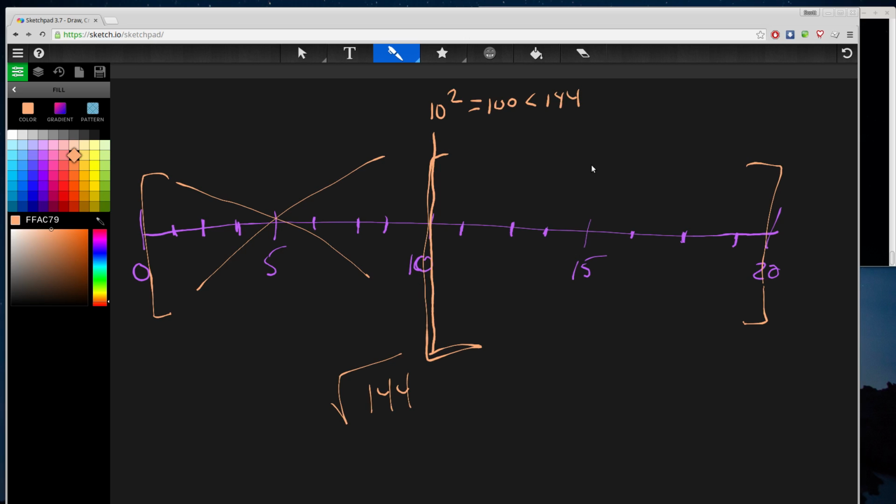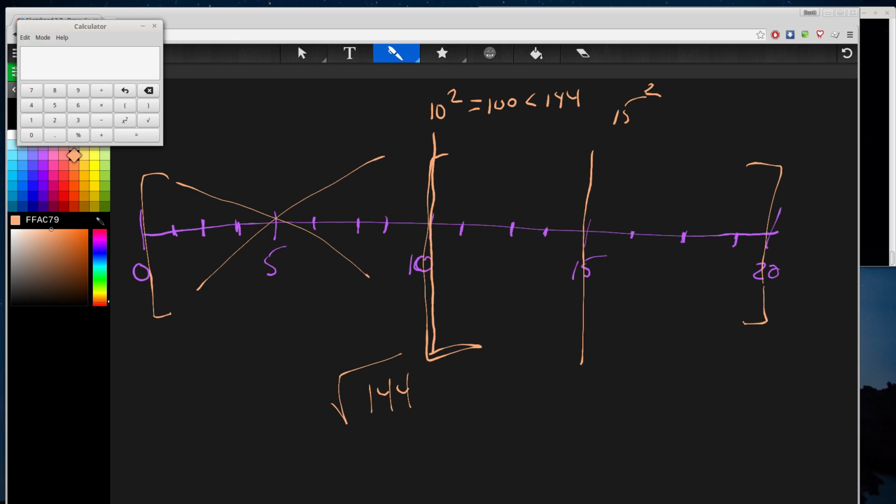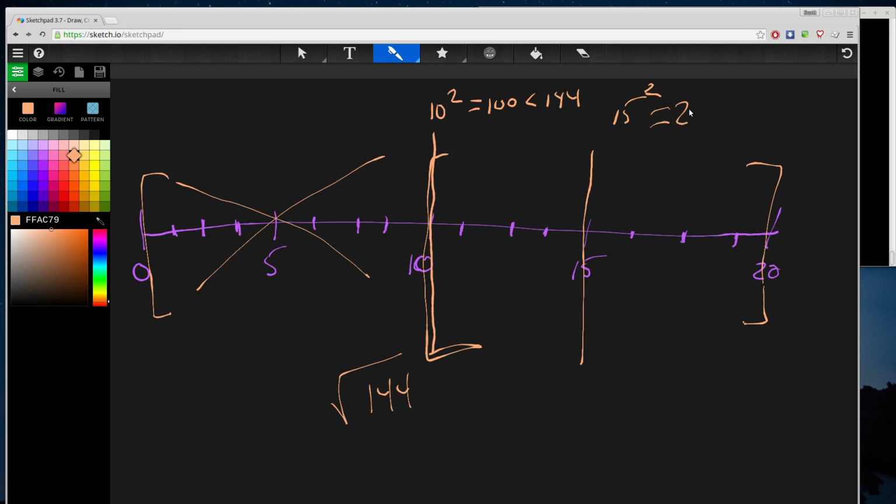Next, I'm going to repeat the same process. I'm going to go to the middle of the remaining section, and I'm going to calculate 15 squared. I don't know off the top of my head what that is. 15 times 15, 225. So that's quite a bit bigger than 144, which tells me that anything greater than 15 will also be greater than 144. So this part goes out.